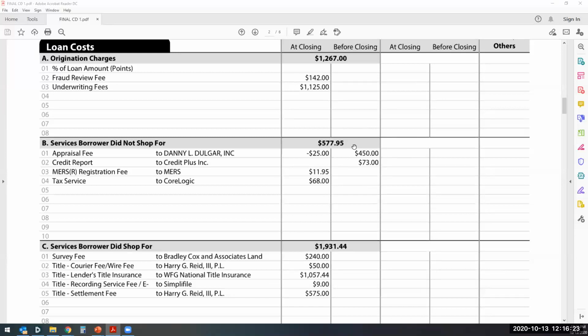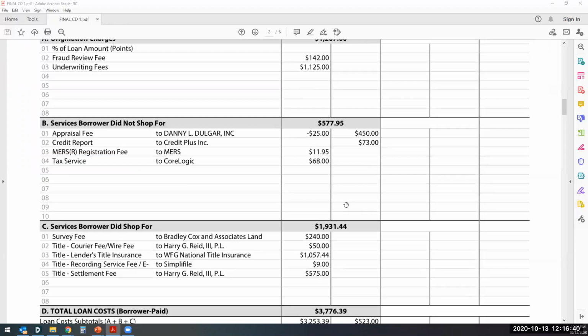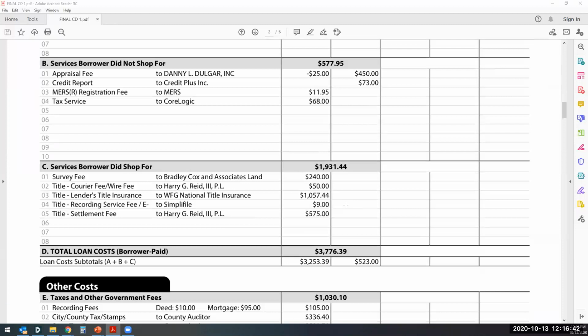Okay, so we're going to give the client a one-time fee, let's say $500, and that's going to be including your appraisal. Actually, here it is a little bit more, like 525, 523, something like that. It's going to be including your appraisal and your credit report fee. Number C is the services that the borrower can shop for.